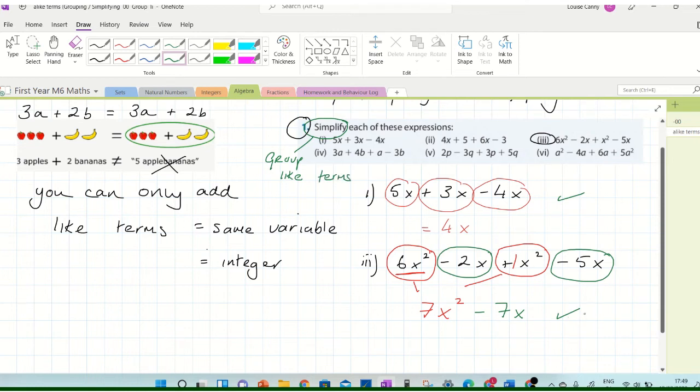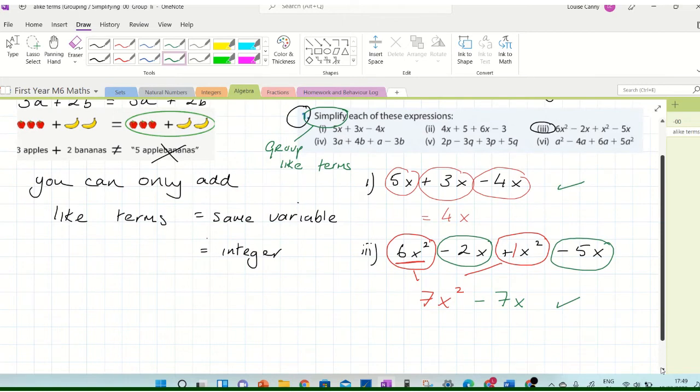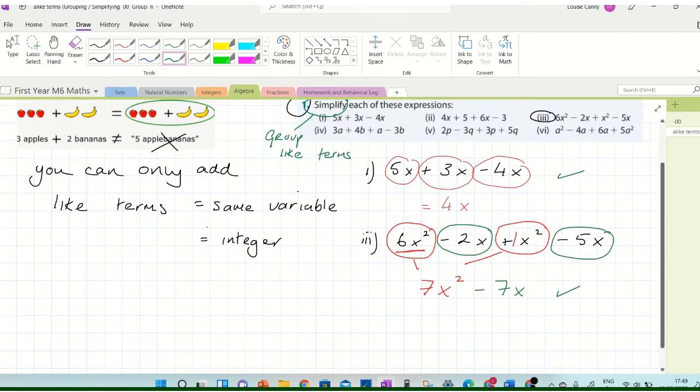Okay, so we shall do one more example of grouping and then we'll move on. So let's take a look at question 5 there. Change my pen back to black. So question 5 says 2p minus 3p plus, sorry, that should be minus 3q. Let me change that. 2p minus 3q plus 3p plus 5q.